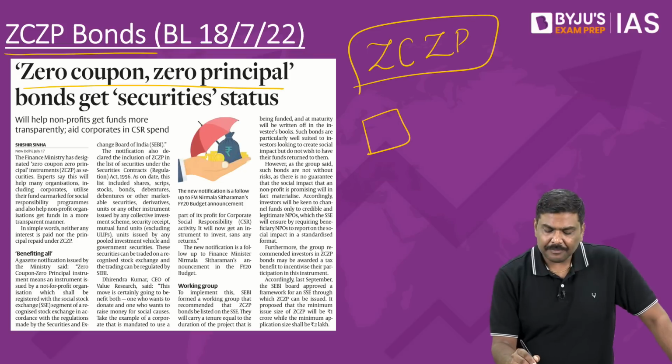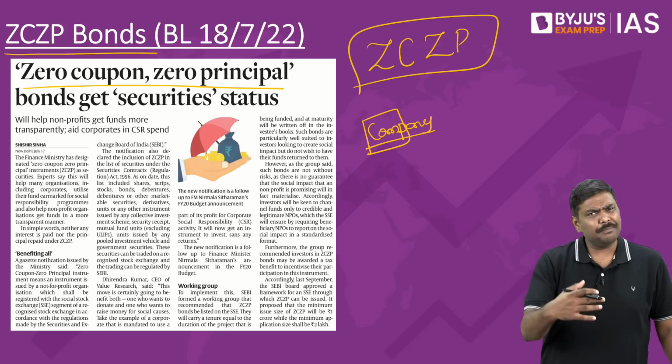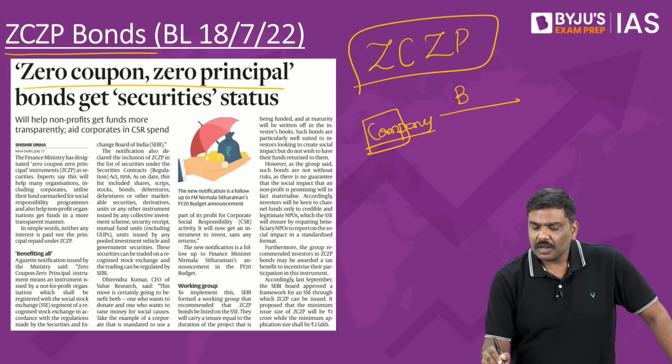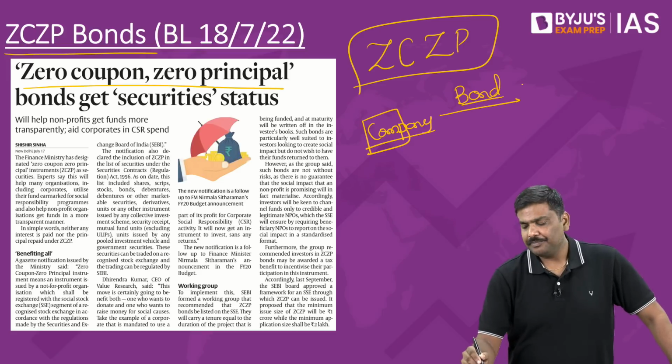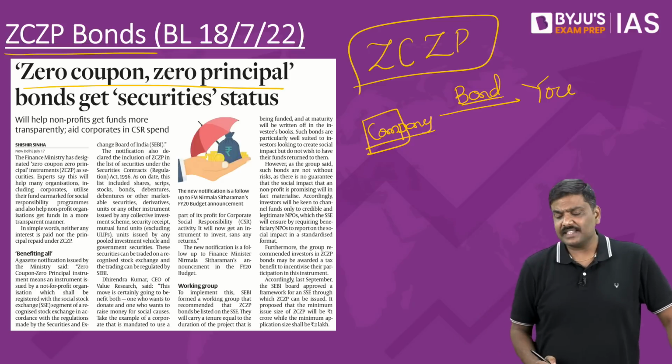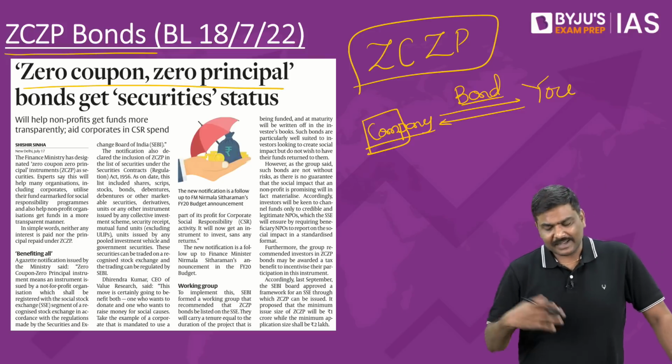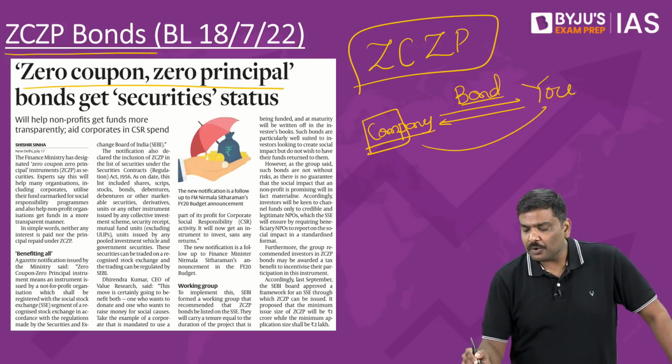Imagine this is a company, or even a government, because bonds can be issued by companies and even by governments. The company will issue the bond, you will purchase the bond, which means you have given money to the company, and the company in return will pay you interest. In case of bonds, this is called a coupon.